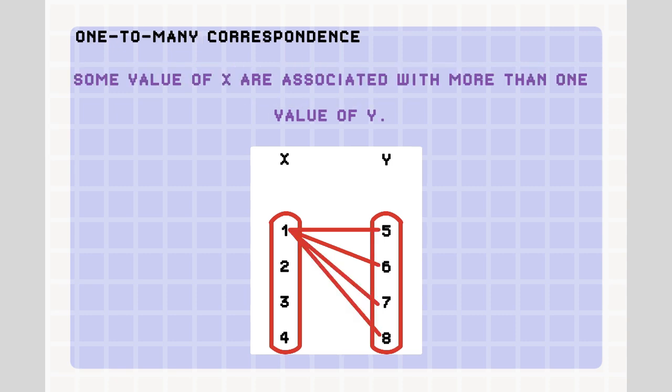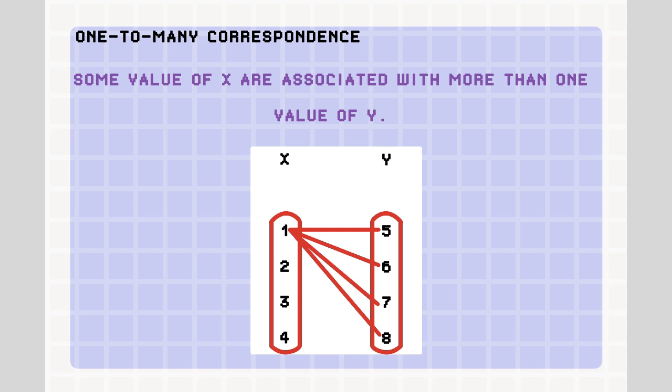Let's have one-to-many correspondence. Some values of x are associated with more than one value of y. The image shows a one-to-many correspondence between two sets of values, x and y. This means that one value in x can be associated with multiple values in y, but a value in y can only be associated with one value in x.